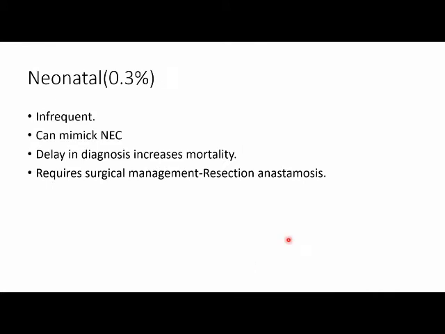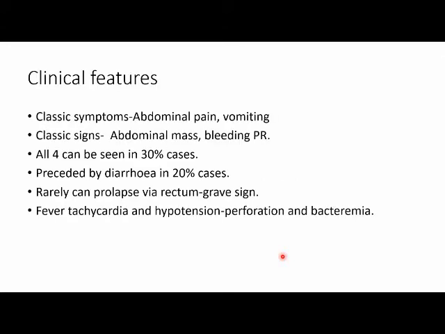Coming to neonatal intussusceptions, which account for 0.3% of intussusceptions, they are infrequent and can mimic necrotizing enterocolitis, because due to bowel gangrene, there can be pneumatosis intestinalis. And especially if there is a delay in diagnosis, it can go on to gangrene and in turn lead to mortality. And mostly it requires surgical management, which is a resection anastomosis.